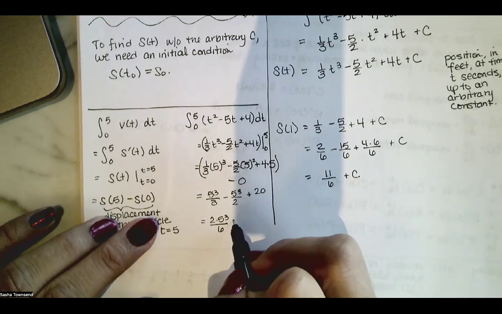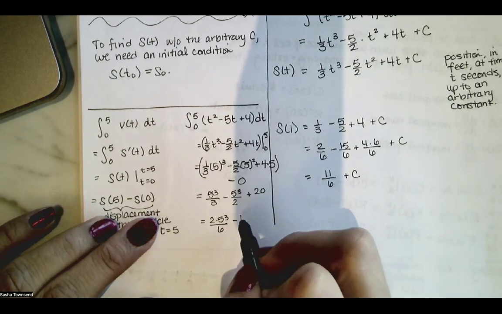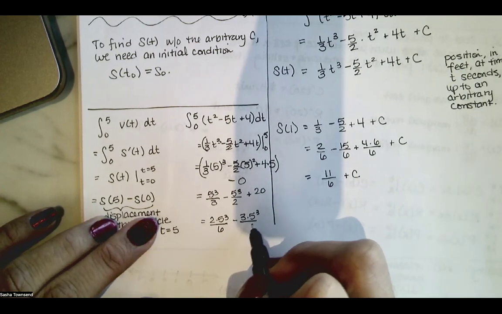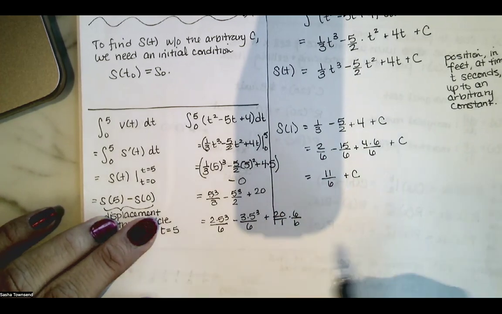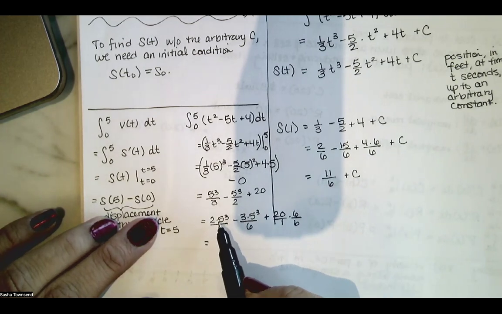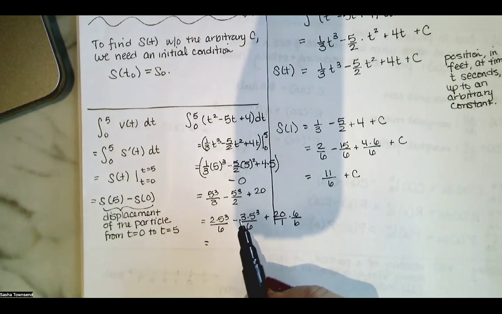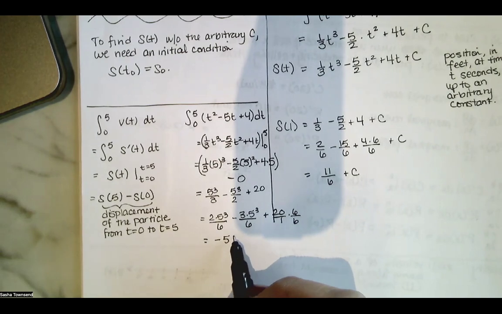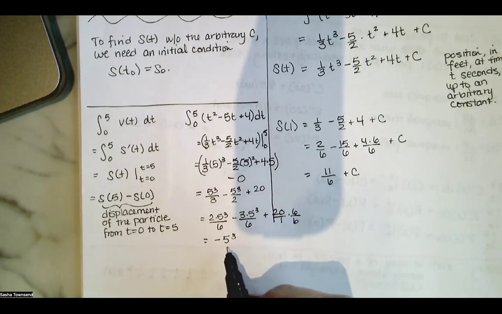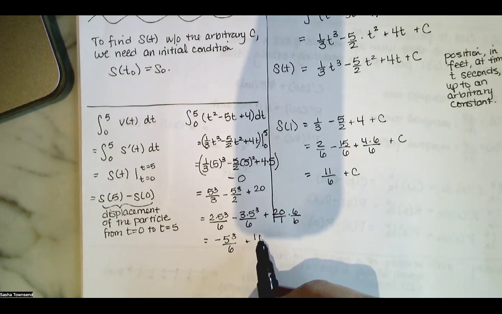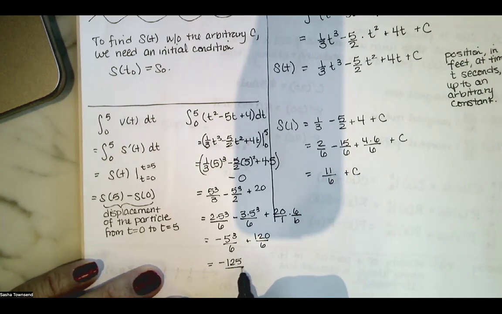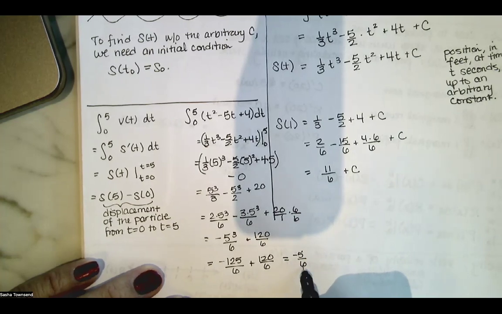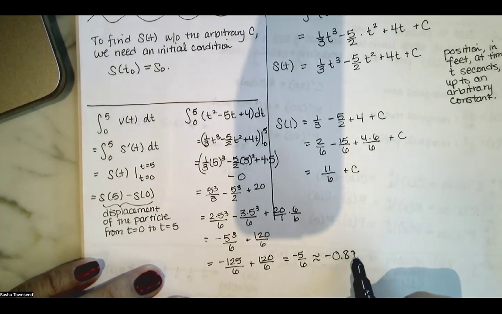So we end up with a 6 in that denominator, and I'll multiply this one by 3 divided by 2. So I have a 6 in the denominator, and then with the 20, we'll multiply by 6 divided by 6. I have 2 times 5 cubed minus 3 times 5 cubed is negative 5 cubed. Just subtracting 2 minus 3 divided by 6 plus 120 divided by 6. That's negative 125 divided by 6 plus 120 divided by 6. So we get negative 5/6 or negative 0.83 repeating.